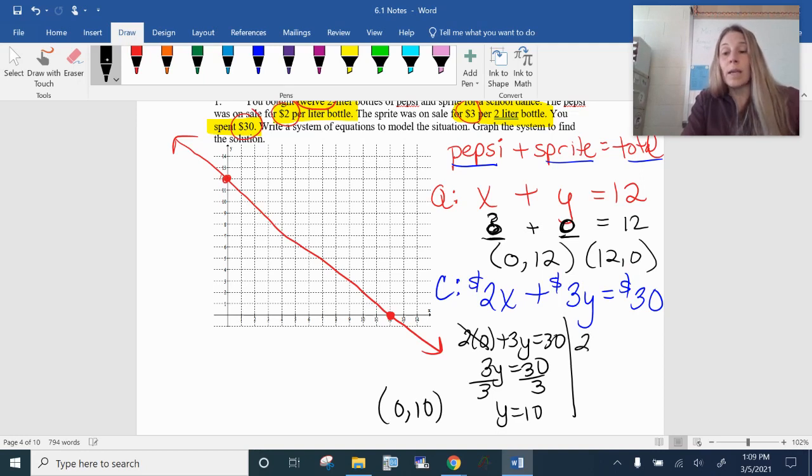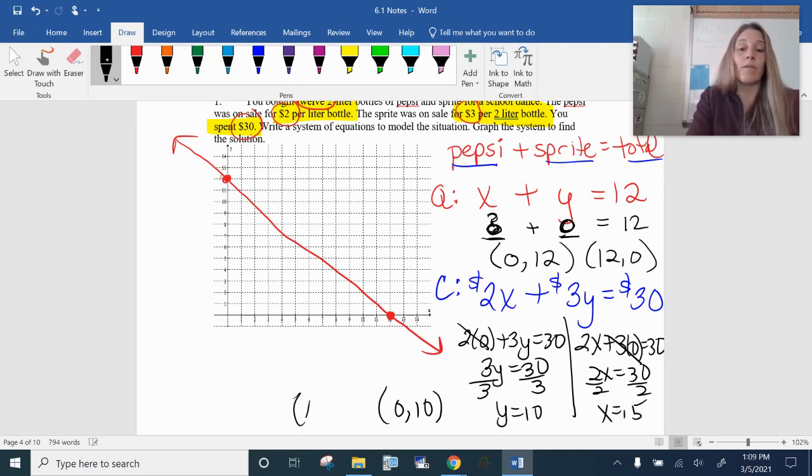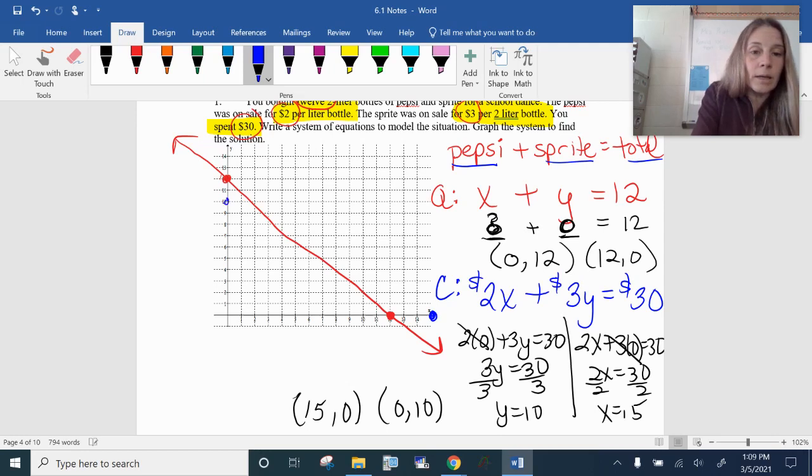Then you're going to do the same thing again, putting the 0 in for y, which cancels that out. Divide by 2, and you get x equals 15. So your other point is 15, 0. Going to the 15, and the 0 is right there. 0 and 10 is right there.